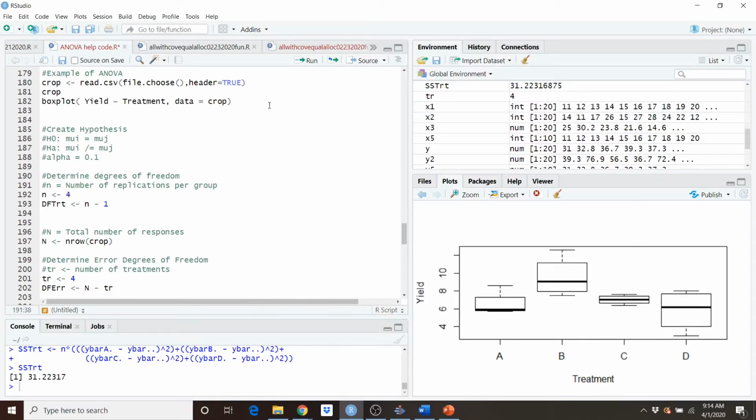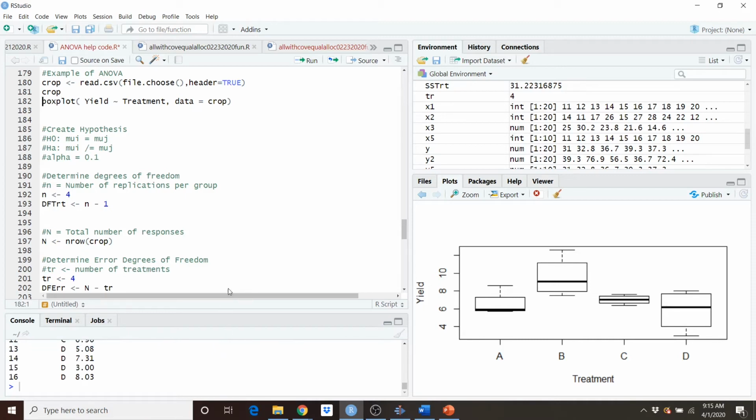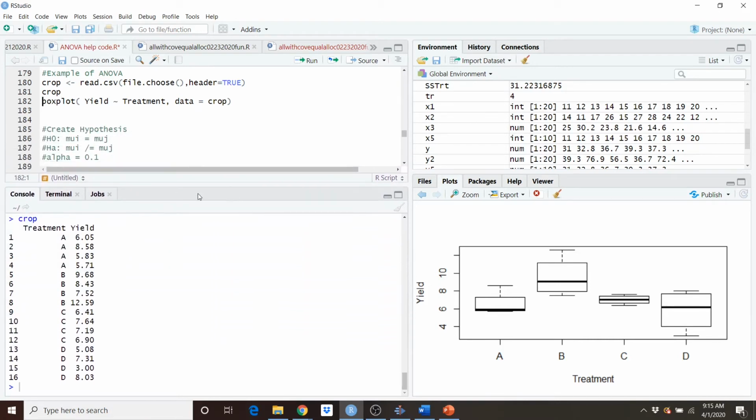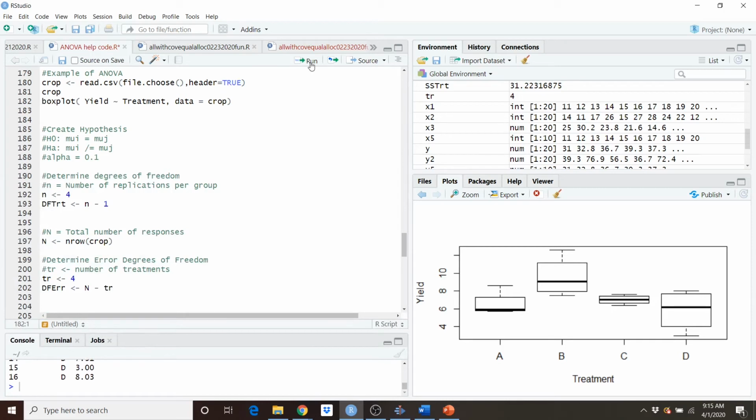Okay, so we're going to analyze the crop data that I've put a link to at the end of this video. Now here is my crop data. Notice A, B, B, B, B, C, C, C, D, D, D, D, D, and here are their yields. I'm going to create a box plot, and here it is, and it looks as though B has a higher mean than the other groups. So I'm going to create my hypothesis, my null hypothesis mu i equal mu j, my alternative hypothesis mu i doesn't equal mu j. I'm going to set alpha to be 0.1.